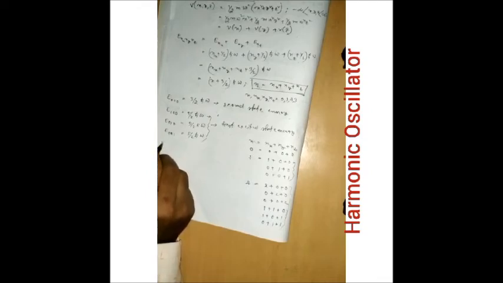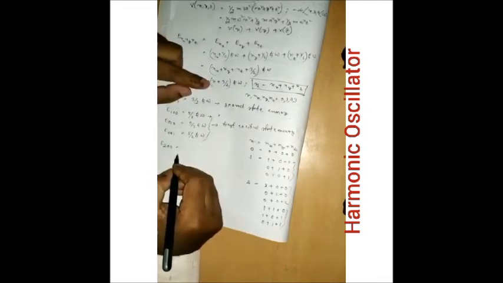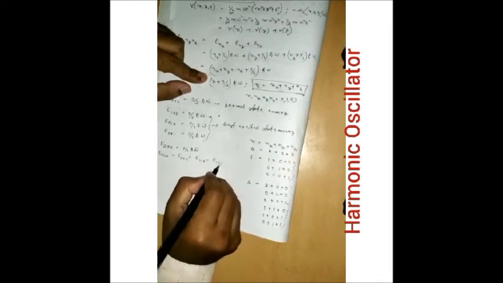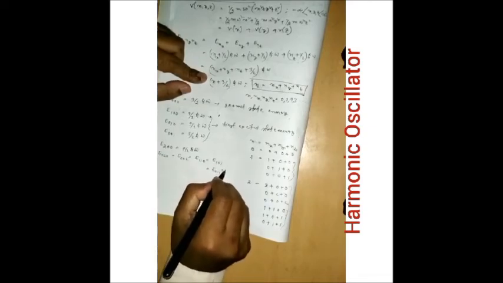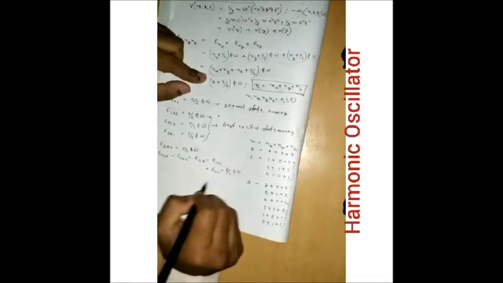So let us take E200, simply we put n equal to 2, you will get 7 by 2 h-bar omega. Similarly, E020 is equal to E002 is equal to E110 is equal to E101 is equal to E011. You will get 7 by 2 h-bar omega.